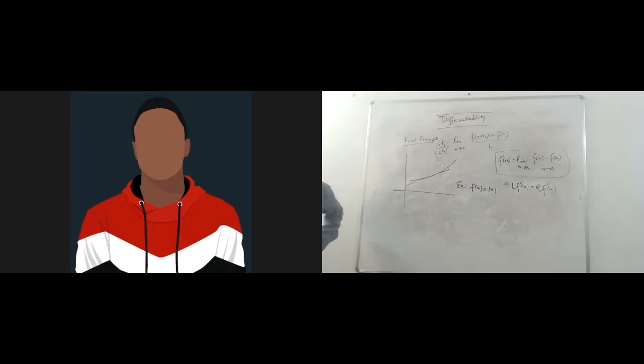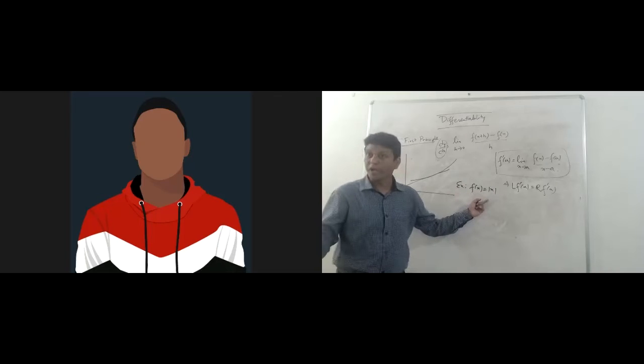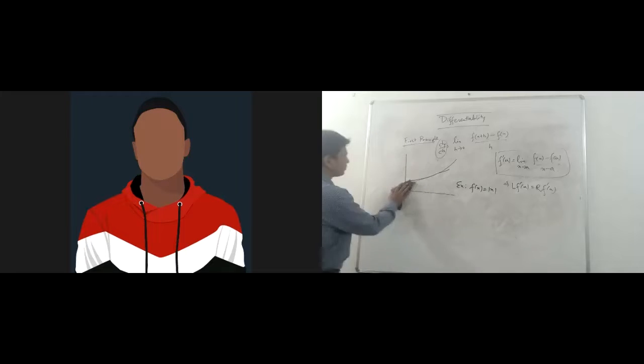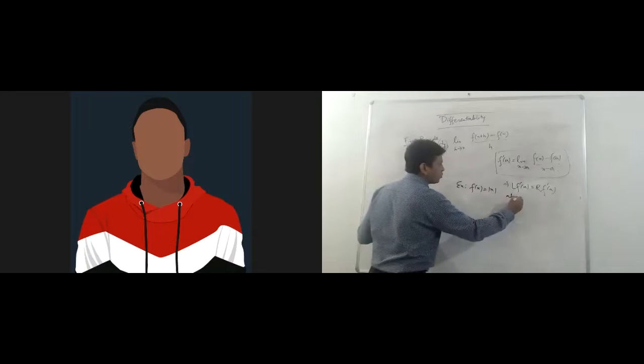Is it continuous? We have checked. This is continuous. Now I am going to check whether it is differentiable or not. So I will check the differentiability at x equal to 0. So left hand derivative at 0 is equal to limit x tends to 0 minus of (f(x) minus f(0)) over (x minus 0).